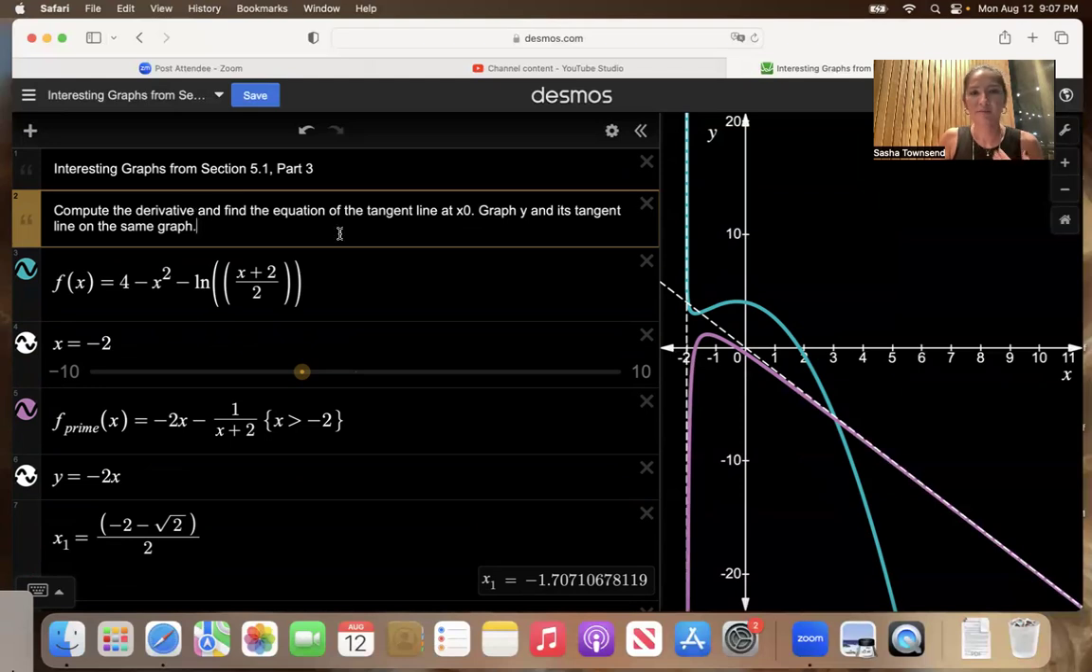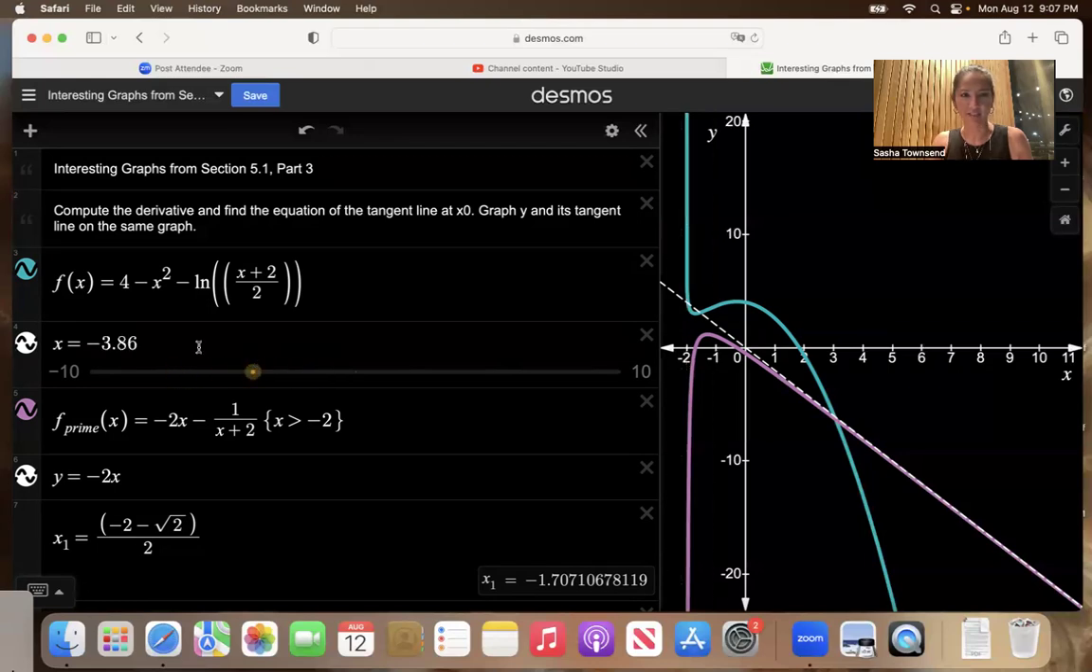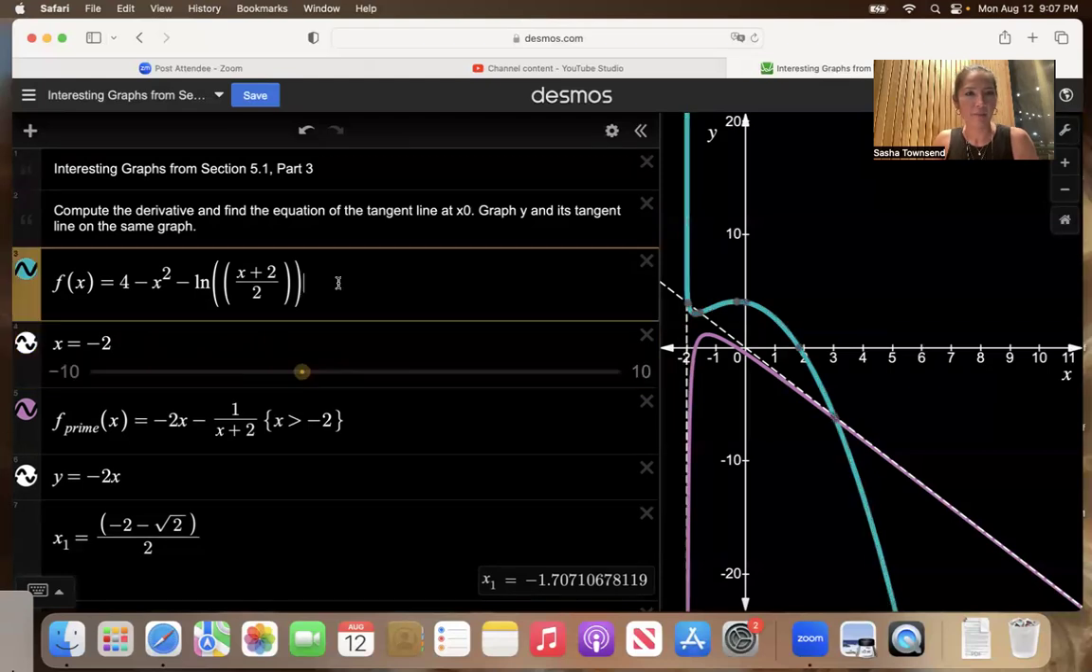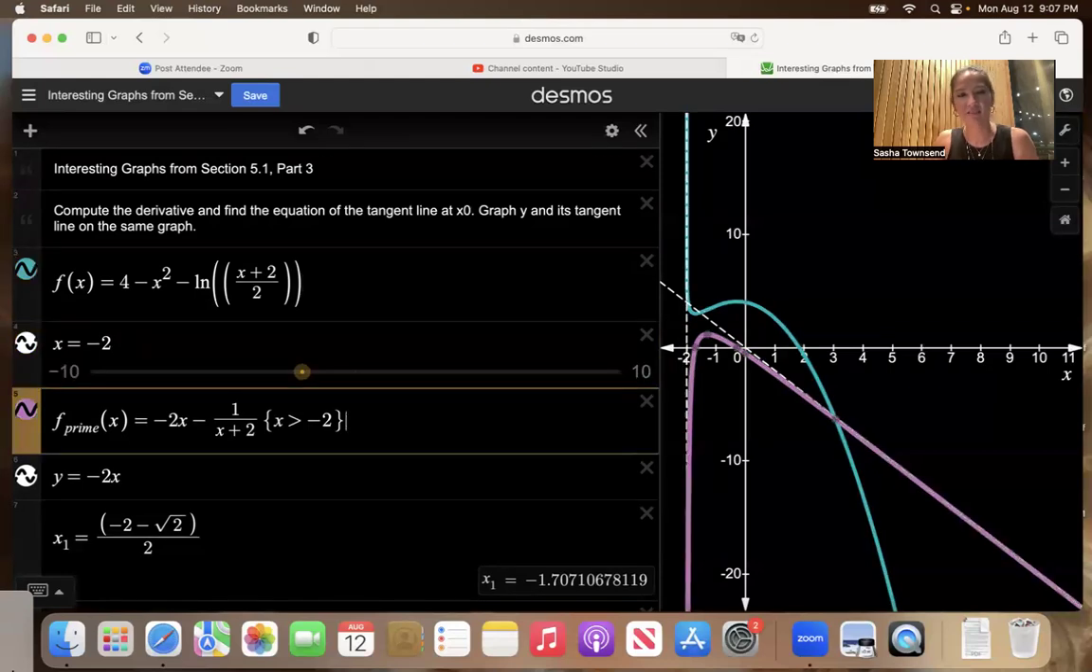We computed the derivative and we found the equation of the tangent line at x naught. We let x naught vary so that we could graph that tangent line at all of the x values in our domain. And I just let x go back and forth. Whoops, that was the one for the asymptote, sorry. We computed the first derivative to get a sense of the slope. That first derivative had a slant asymptote.